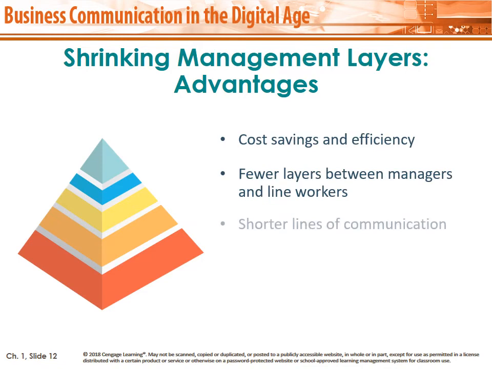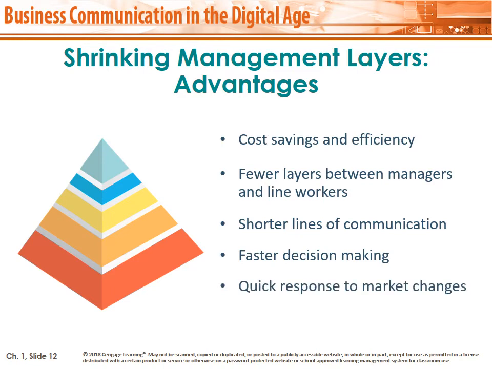The shrinking management layer advantage. Shrinking layer means that previously we had various layers, more than one layer, between the management and the line workers. So now, in order to cut cost and improve efficiency, the layers shrink, they decrease. So there are only a few layers between the manager and the line worker. And this led to better communication and faster decisions.